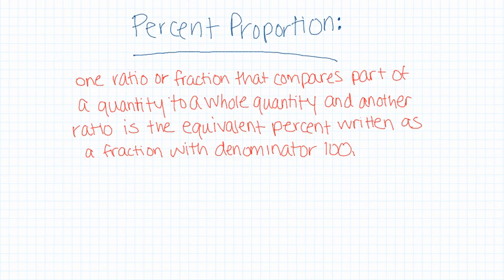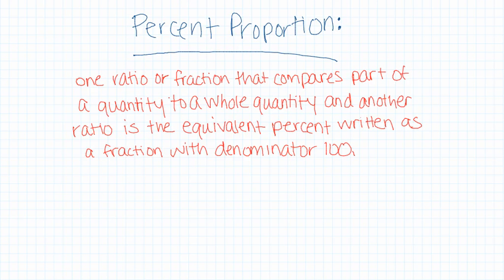Okay, so today we're going to be talking about percent proportion. Now, the definition of a percent proportion is one ratio or fraction that compares part of a quantity to a whole quantity, and another ratio that is the equivalent percent written as a fraction with the denominator 100. Now, this is all maybe a little confusing, and so it's easier to see when it's actually illustrated out.